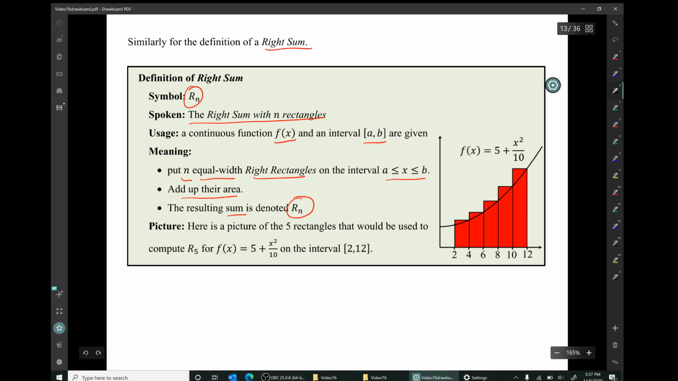So here's a picture of the 5 rectangles that would be used to compute R subscript 5 for that function, f of x equals 5 plus x squared over 10 on the interval from 2 to 12. Notice that each of these rectangles is a right rectangle because each rectangle touches the graph at the rectangle's right edge, and those rectangles are equal width, and they're parked on the interval from 2 to 12.